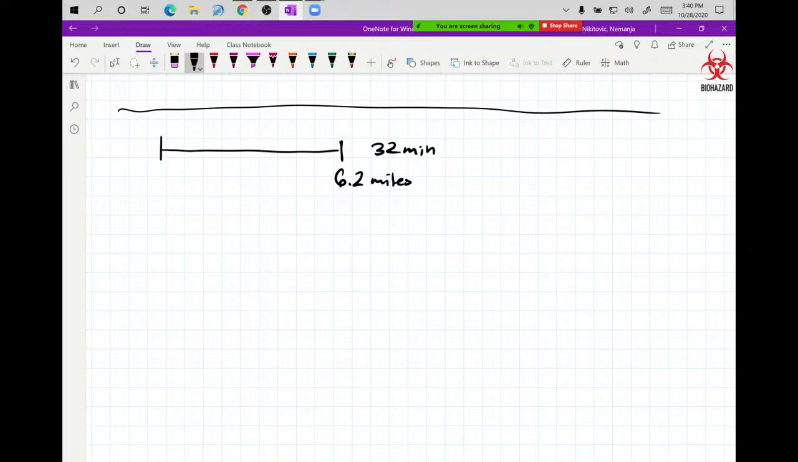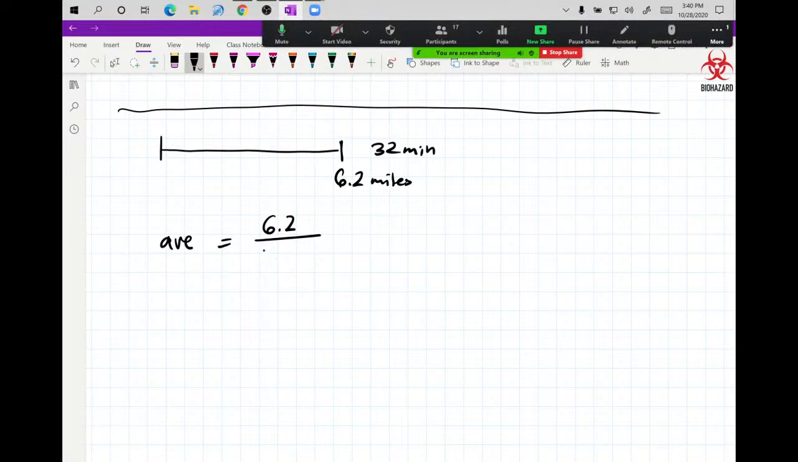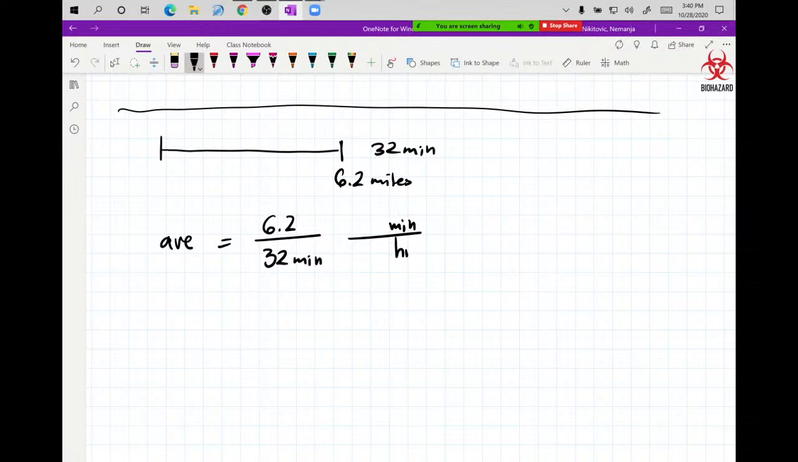You have the distance, you have the time, you can calculate the average speed. So average speed is equal to 6.2 miles divided by 32 minutes. We don't like minutes, we want per hour. So you put minutes up there to cancel. 1 hour has 60 minutes. So now minutes are canceled. This is 6.2 miles up there. So you have 6.2 times 60 divided by 32 miles per hour, because now everything canceled.